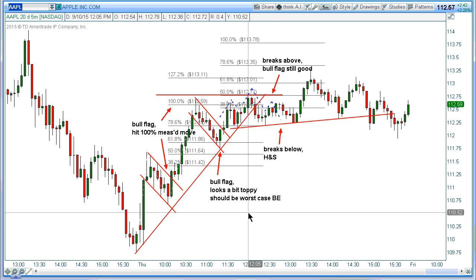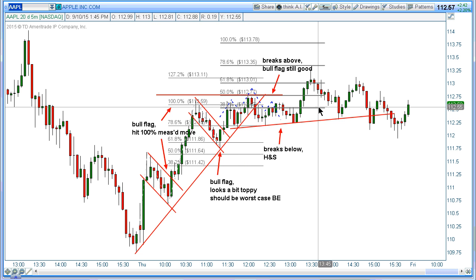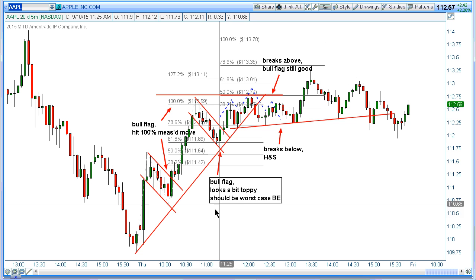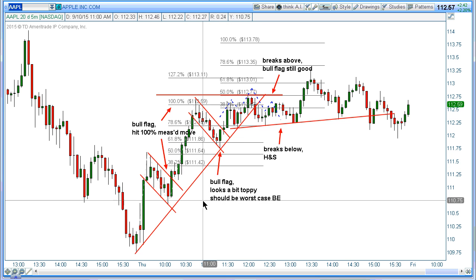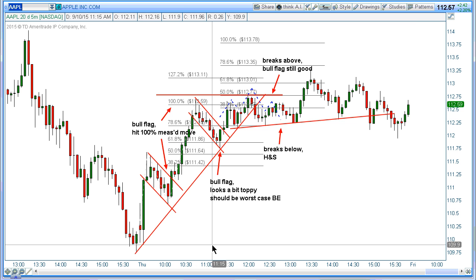At the time when I posted, I didn't have any position on it. Whether I traded this stock or not, that's not the matter. But anyway, let's go to some of the trade setup.